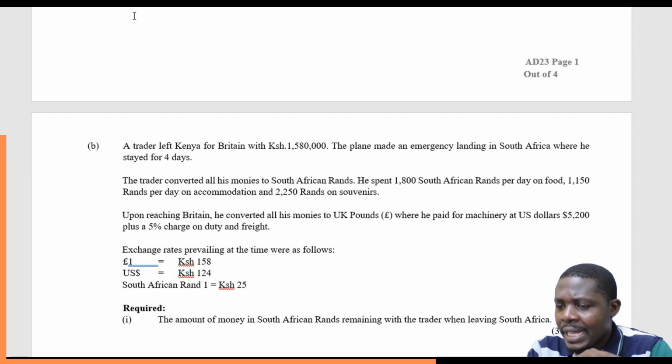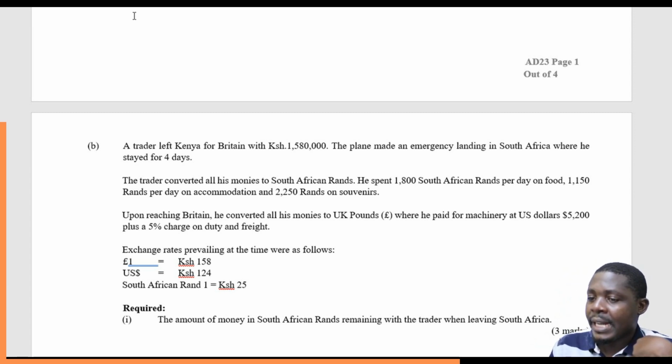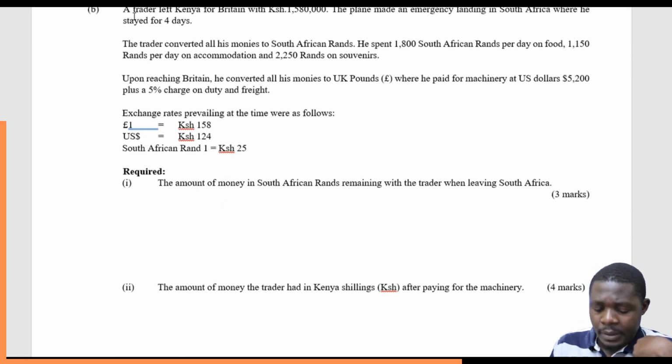We have been given the exchange rates prevailing at the time, as follows. Then we are told what is required. Roman 1, the amount of money in South African rands remaining with the trader when leaving South Africa. Now in this case, let's try to convert the money we have into South African rand. He left Kenya with how much?